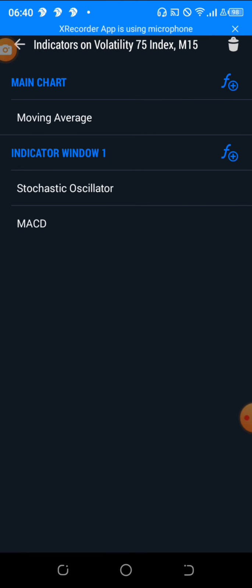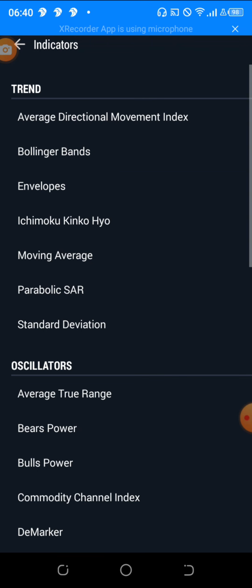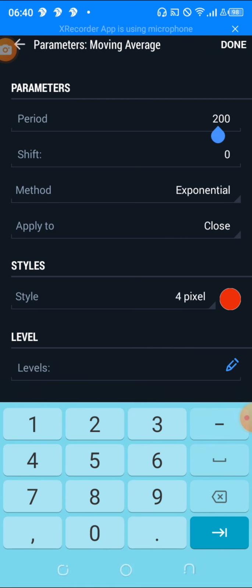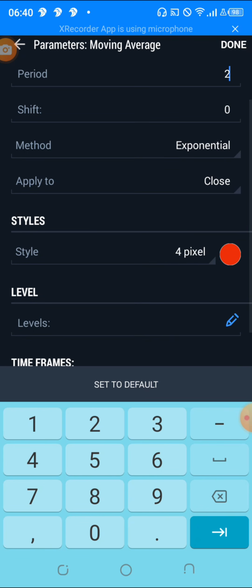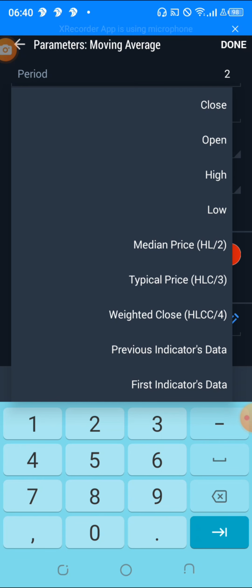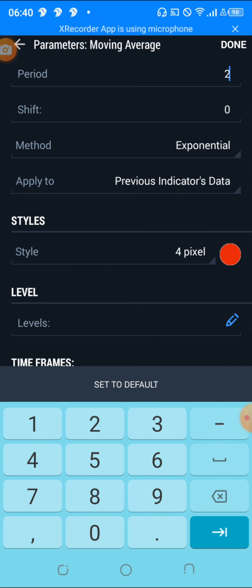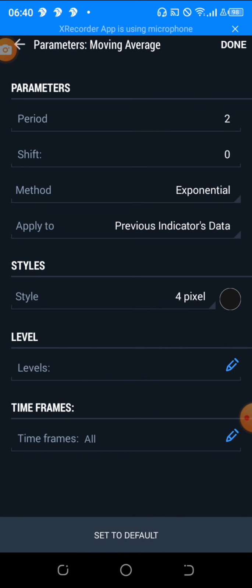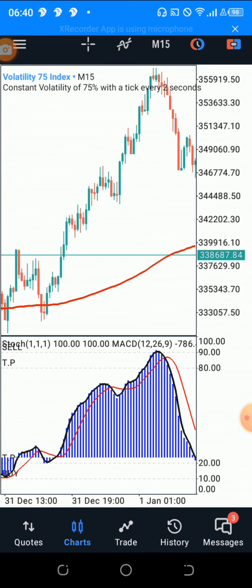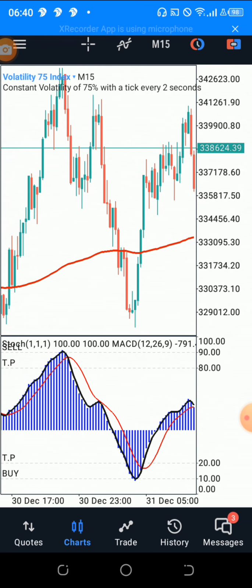Then we go back to indicator window 1 and click the F icon. We're also going to click on moving average. On the moving average, this time we're going to have a period of 2, shift 0, method exponential, apply to the previous indicator's data. You click on the previous indicator data. Then the style will have 4 pixels with the color black. When you're done, click done. If you come back now, we have this indicator. So these are the indicators that we're going to make use of.